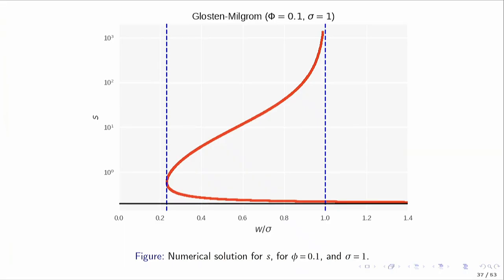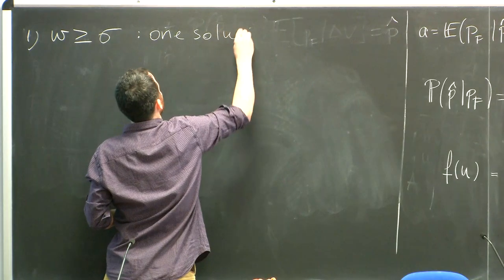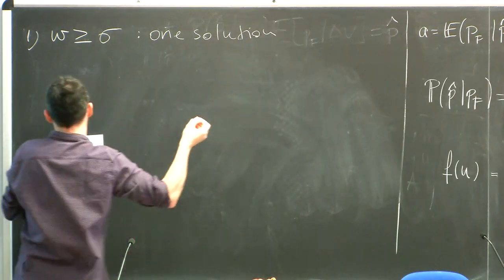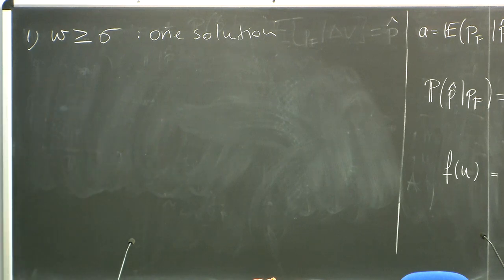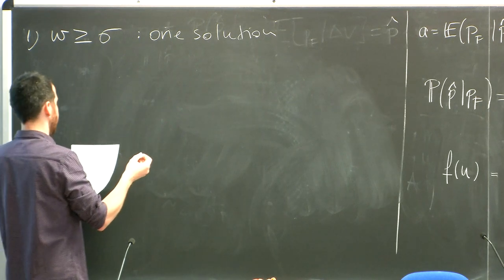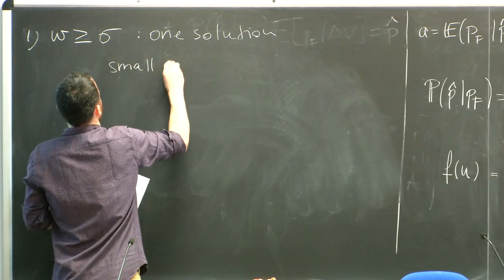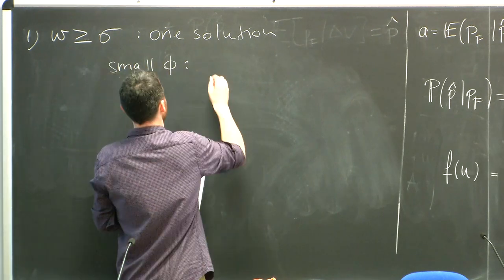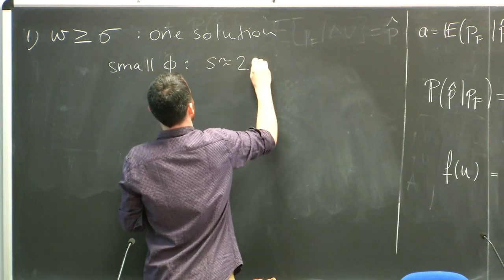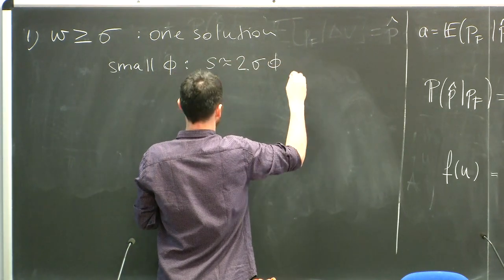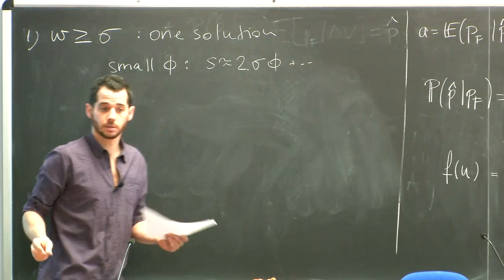And so what do we see? That there is only one solution of this problem. There is one solution, but only one solution of this. There is only one spread. Which will be the value of this line. So S for small phi, it will be, just to say, it will be something like this, to a first order.